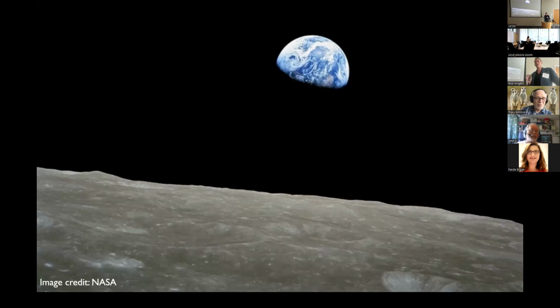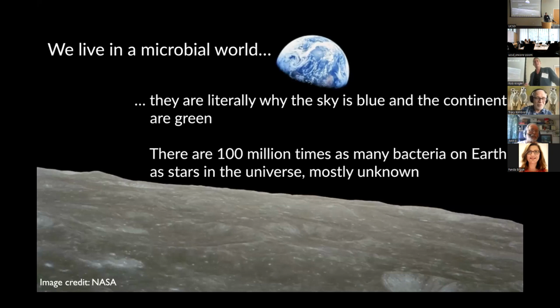So our world, it turns out, is very much a microbial world. And microbes are literally the reason why the land is green and why the sky is blue, right? The oxygen in the atmosphere that produces the Rayleigh scattering is mostly produced by microbes. And in fact, there are 100 million times as many bacteria on Earth as there are stars in the universe. And the vast majority of these bacteria are unknown. We're just beginning to find out about them.